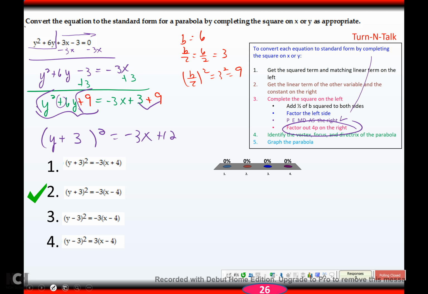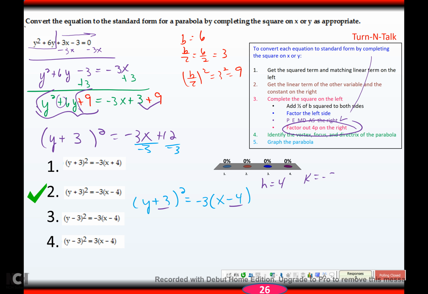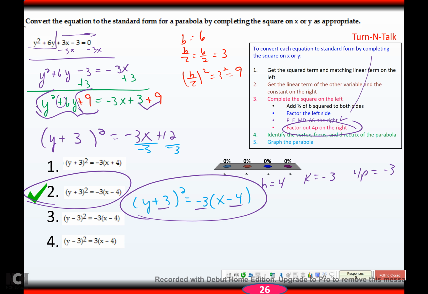Then I'm going to factor out 4p on the right, which is whatever's touching x. So I'm going to factor out a negative 3. If I GCF by negative 3, that's going to leave x minus 4. And on this side I still have y plus 3 squared. Well, that's going to tell me that h is 4, k is negative 3, and 4p is negative 3. I was going to graph it for you, but they just wanted the equation. So there you go.